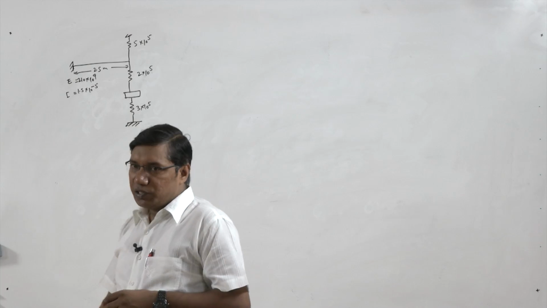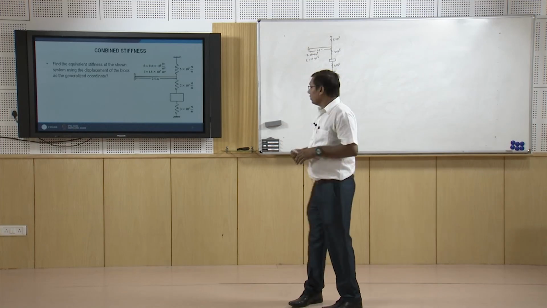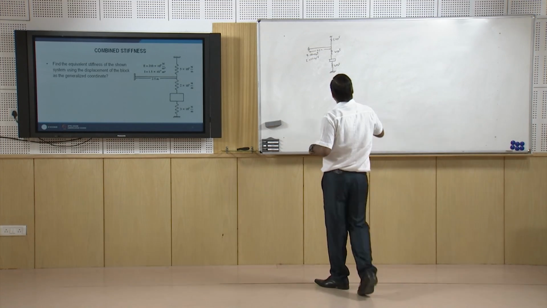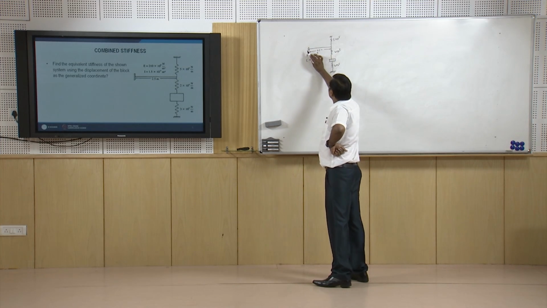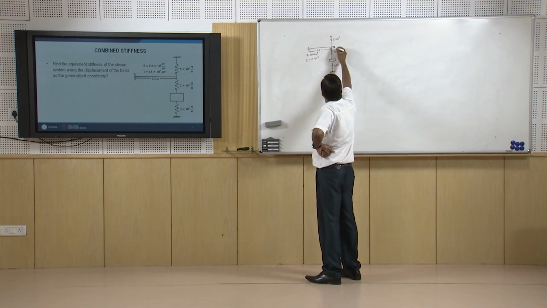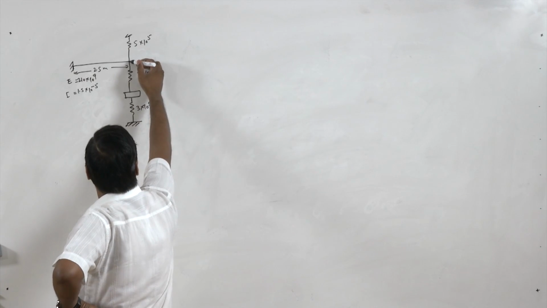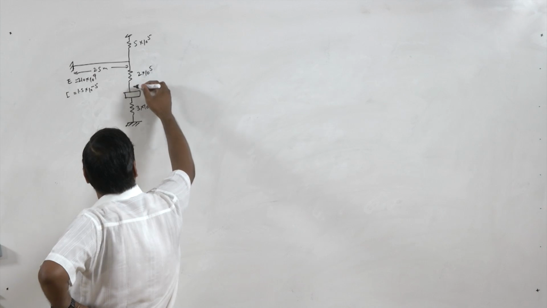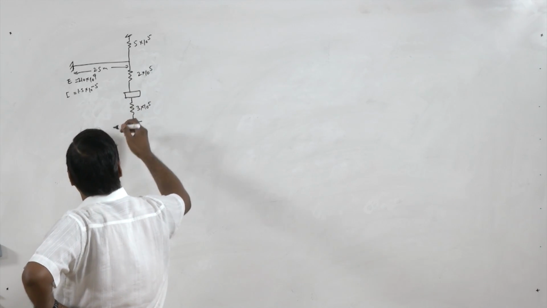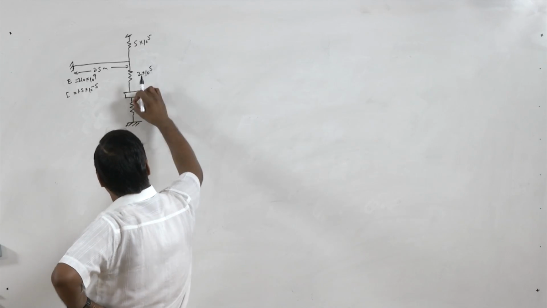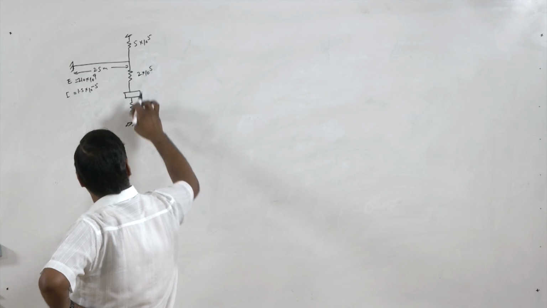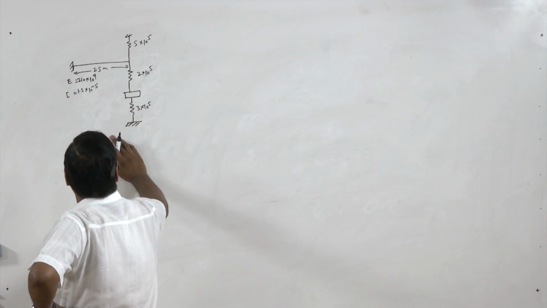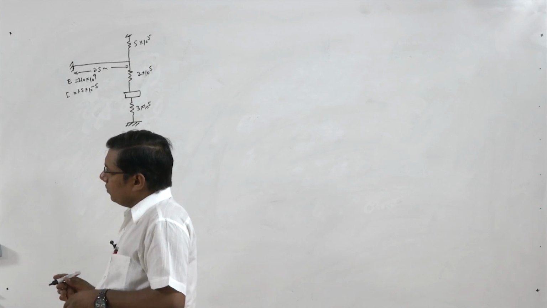So this is our system, and in this system we have a beam. Here it is a fixed free beam, and at the free end springs are connected and the mass is connected. Now we assume that the mass will move in this axis. So we have to find the stiffness.